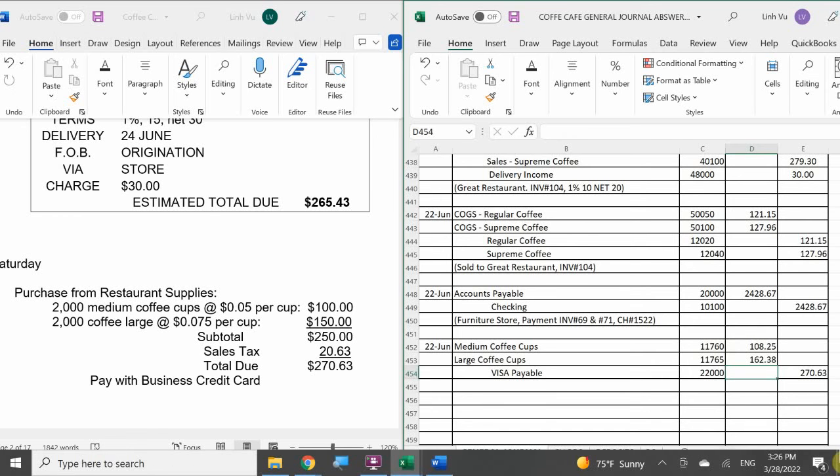And it should be your remaining balance for the sales tax distribution. Okay, so there we go for 270.63.